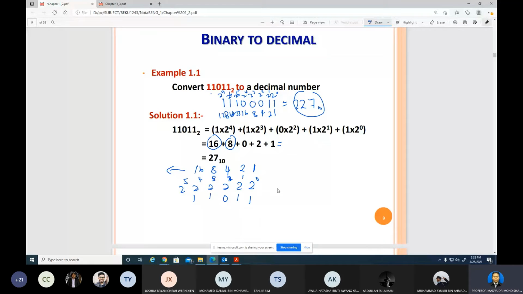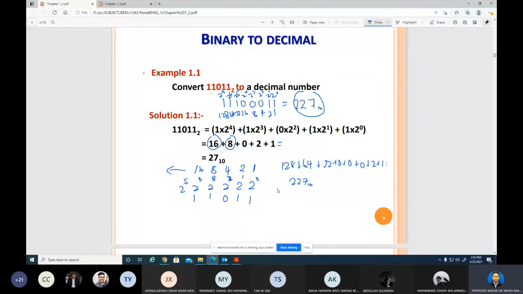So 1 multiplied by, because we have 1 here, 1 multiplied by 128 plus 64 plus 32, plus 0 plus 0 plus 0, plus 2, plus 1. So the total will be 227 in decimal. That is the manual method to convert binary to decimal.